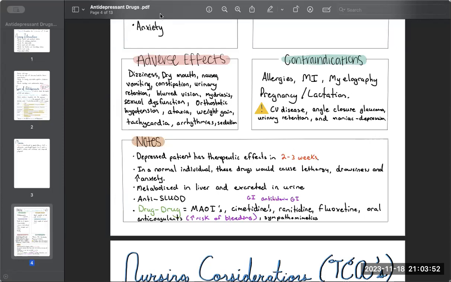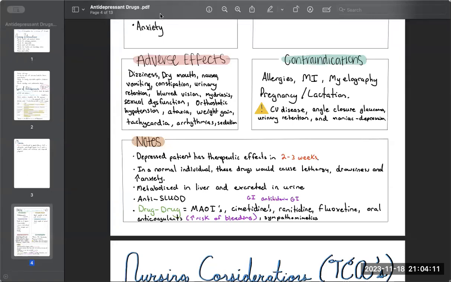So we must put them on suicide precautions. That is a priority with these patients, okay? And these drugs can also cause, in a normal person, lethargy or confusion, drowsiness, and an increase in anxiety, okay? They are metabolized in the liver, so rule of thumb, contraindication, liver problems.